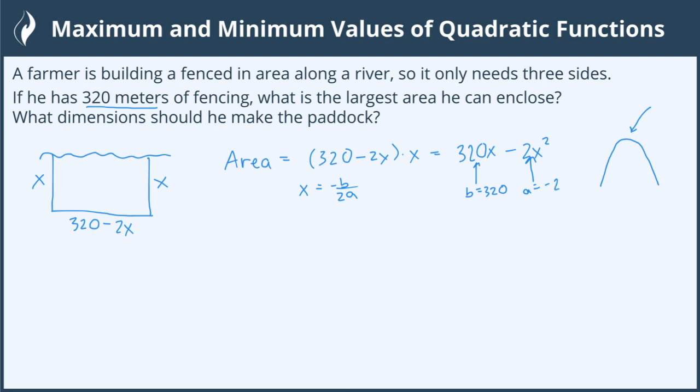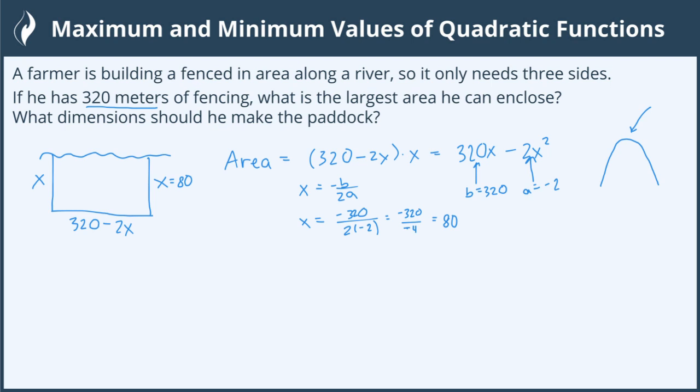So b is 320 and a is negative 2. Let's go ahead and plug those in. So negative 320 over 2 times a, which is negative 2. So that would be negative 320 over negative 4. And if we calculate that, we get 80. So what does this mean? Well, this says that x equals 80.